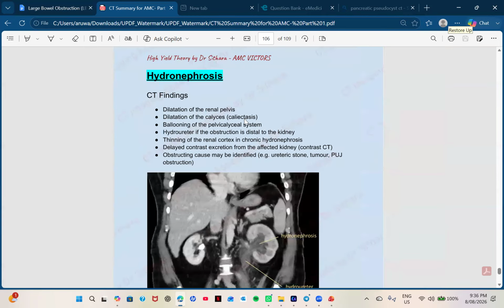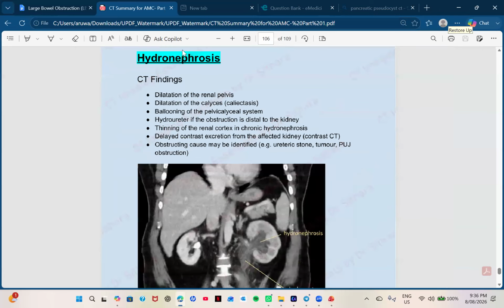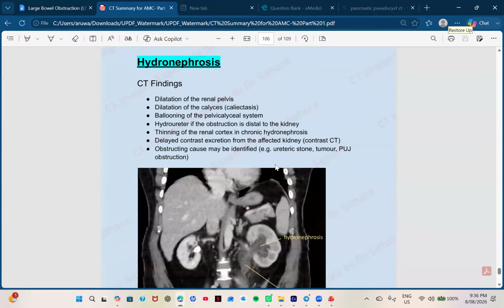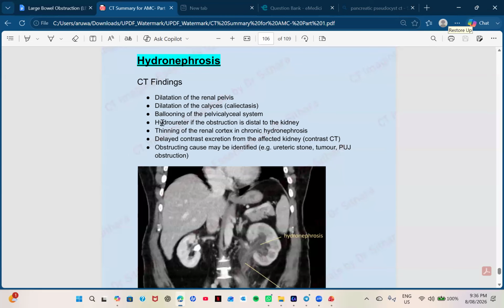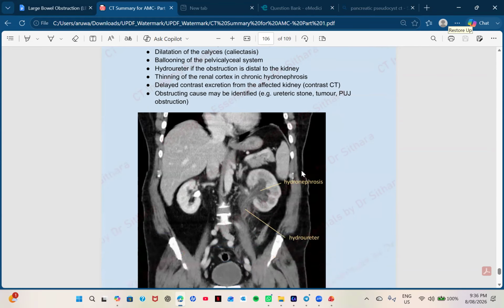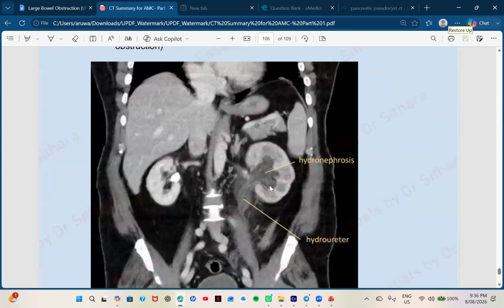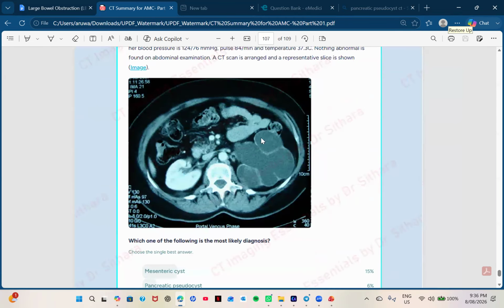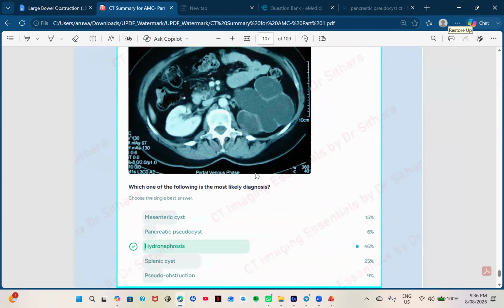Very important, okay? Then lastly, I have attached hydronephrosis because they have given a CT image of hydronephrosis in the June exam, right? So what you can see in hydronephrosis is dilatation of the renal pelvis and dilatation of the calyces, right? Ballooning of the pelvicalyceal system. It depends on the stage of the hydronephrosis. Here you can see the dilated system, and hydronephrosis can be associated with hydroureter, right here. This is the picture they have given in e-medicine for hydronephrosis.